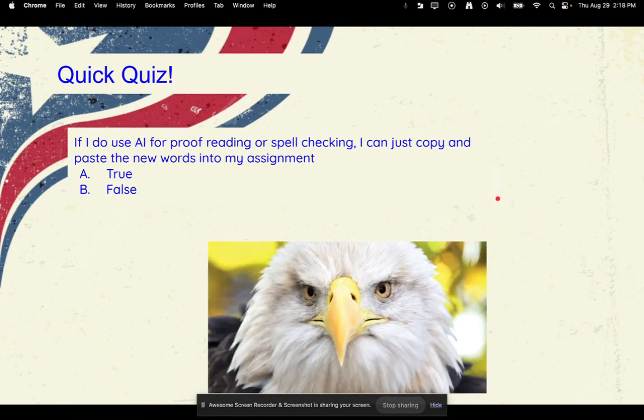All right, here's another question. If I do use AI for proofreading and spell checking, I can just copy and paste the new words into my assignment. Is that true or is it false? That's right, it's false. What you need to do, first of all, is type your new words with your own hands, and then make sure you also cite it.